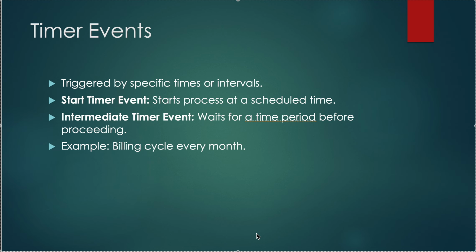Another event type is the timer event, represented by a small clock icon. It's used to express delays or time based triggers. A start timer event could trigger a process every Friday morning or on the first of each month. An intermediate timer event makes the process wait, for example, waiting for 1 week before sending reminders. Timer events make BPMN ideal for modeling scheduled and recurring operations like billing cycles or monthly reporting.